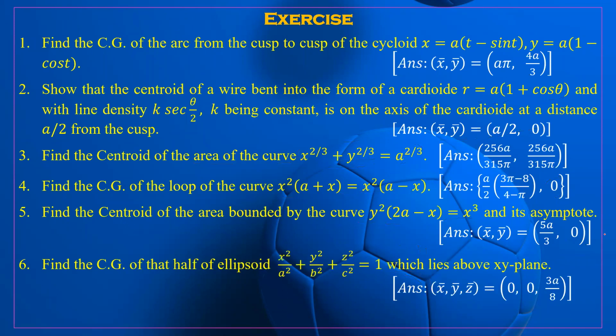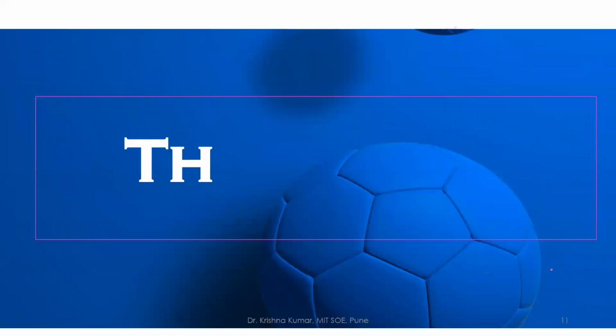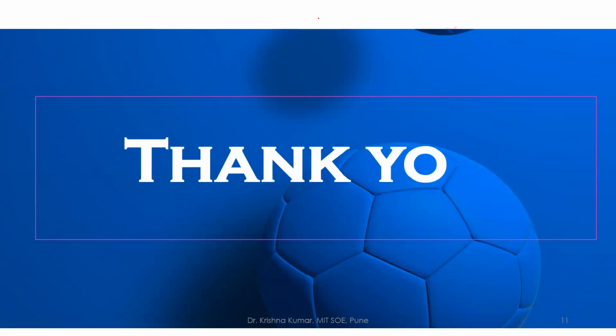Find the center of gravity of that half of the ellipsoid which lies above the xy plane. This is the third part, triple integration. Above the xy plane means x bar and y bar will be 0, and we have to calculate only the z part. So this is regarding the center of gravity of the given curve.